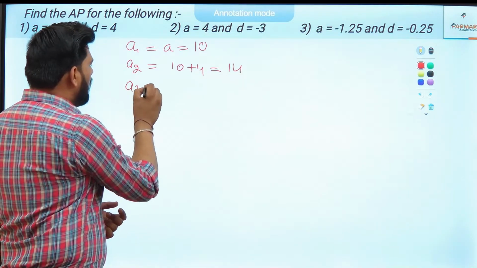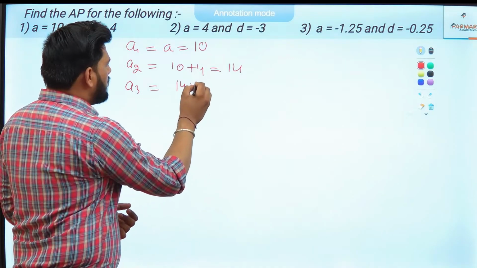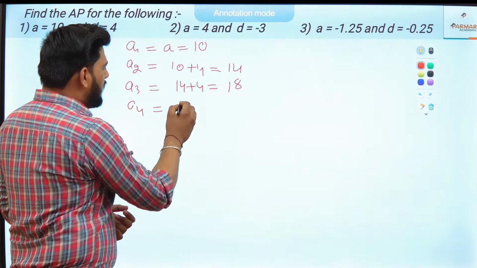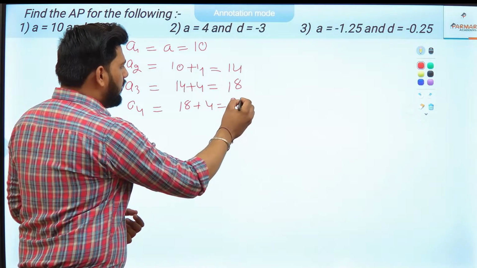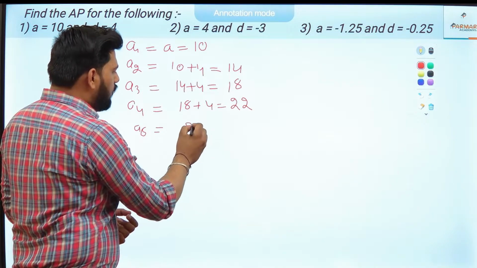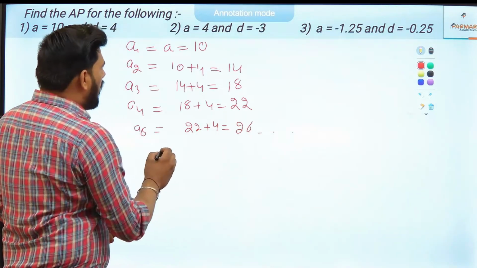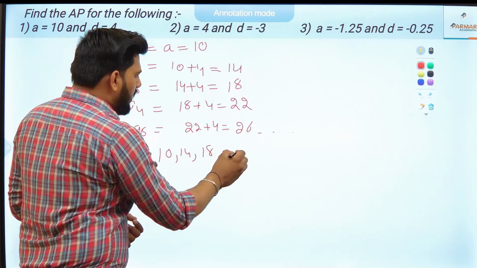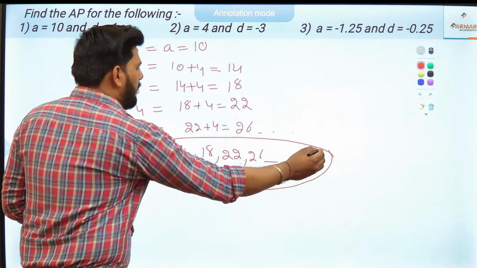For the third term, again we will add the difference to the previous term, that is 14 plus 4 equal to 18. Fourth term is third term plus difference, that is equal to 22. Fifth term is equal to fourth term, that is 22 plus difference, that is equal to 26, and so on. So our AP is 10, 14, 18, 22, 26, and so on. So this is the required AP.